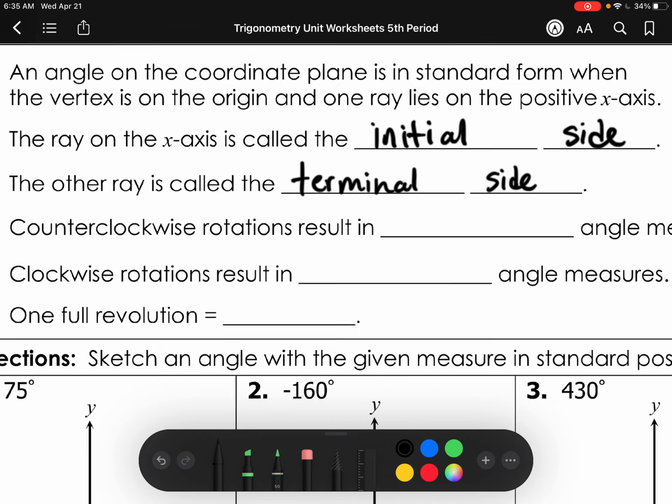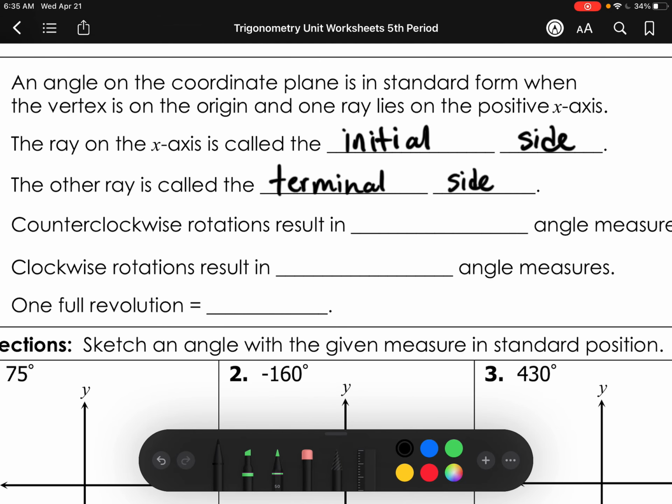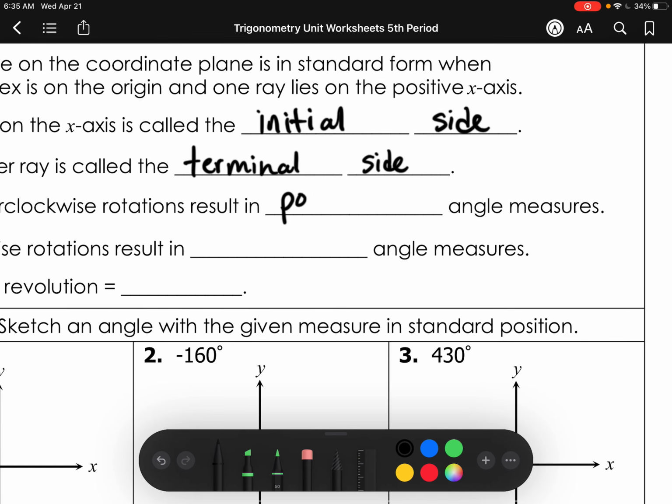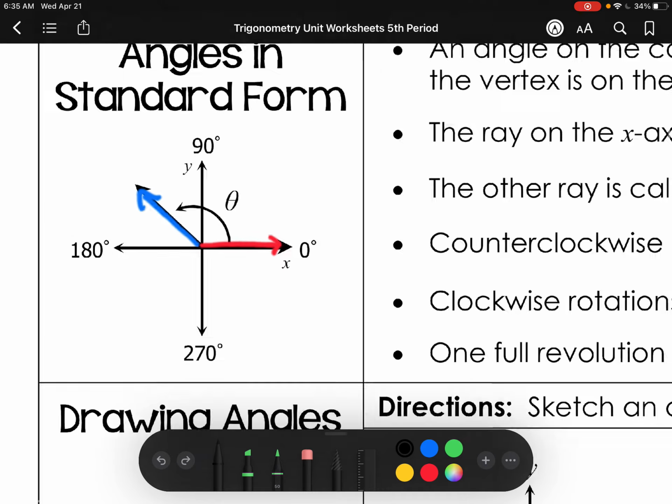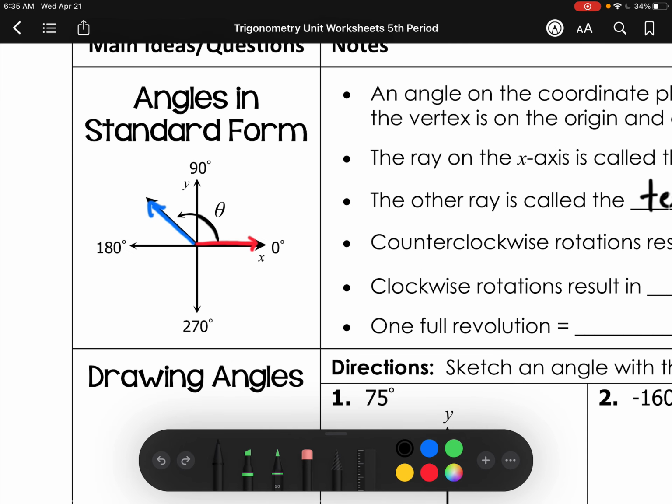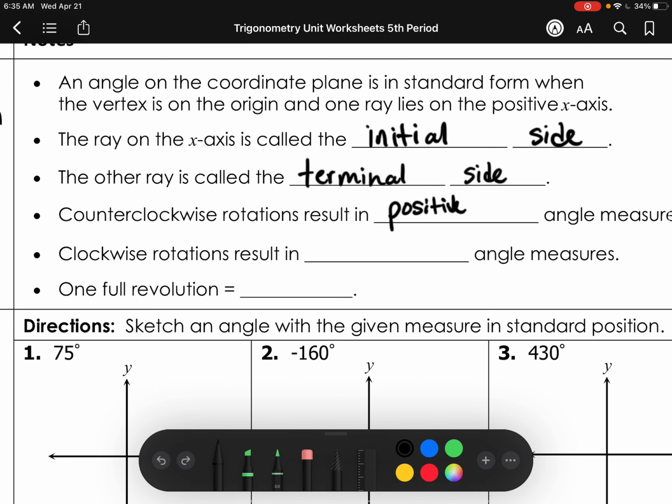The next bullet point says that counterclockwise rotations result in positive angle measures. So you see this right here, this is representing a counterclockwise rotation. So that is a positive angle measure. When the angle opens up in that direction, it is positive.